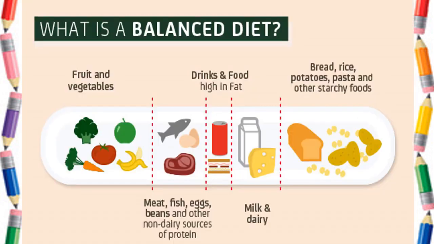So what is a balanced diet? In a balanced diet, you should have fruit and vegetables. You should have meat, fish, egg, beans, and other non-dairy sources of protein also in your diet. Milk and dairy products should be there in your diet. You should have bread, rice, potato, pasta, and other starchy foods which are rich in carbohydrates. Okay, which give you a proper amount of energy in your body to do work and perform various activities, various life skills.